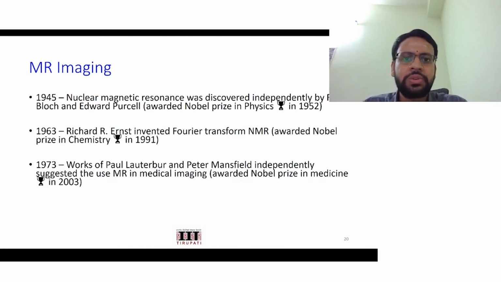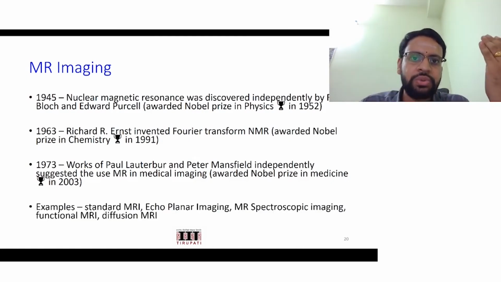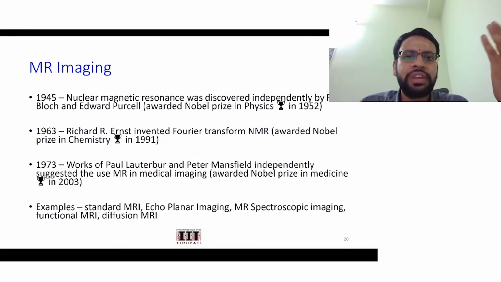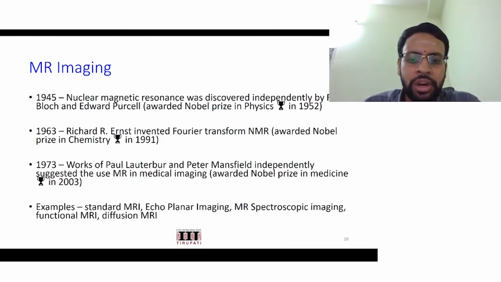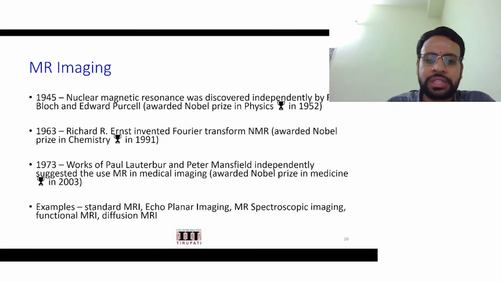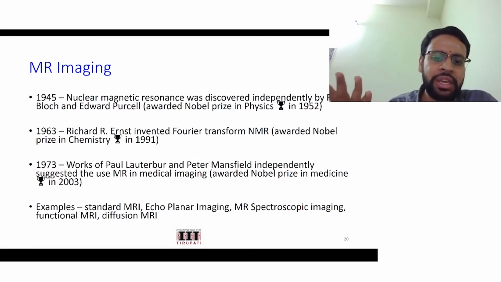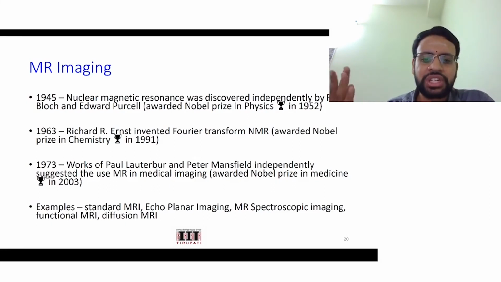When it comes to the imaging part, earlier it was used to find out the molecular structure of a given material, but as far as imaging is concerned, Paul Lauterbur and Peter Mansfield independently suggested the use of magnetic resonance phenomena for capturing medical images. This is again another Nobel Prize, this time in medicine, or physiology as they also call it, in 2003. If you notice, the earlier one, X-ray based imaging, would give you the structural or anatomical information. Nuclear medicine would be giving metabolic information. And when it comes to MR imaging, there are many other submodalities within MR imaging: standard MRI, echoplanar imaging, MR spectroscopic imaging, functional MRI, and diffusion MRI.